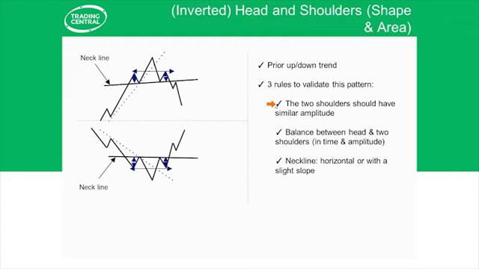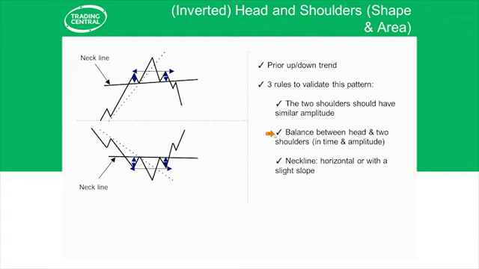So three rules to validate the pattern. The two shoulders should have similar amplitude. So you can see the left shoulder on this chart should have approximately the same height as the right shoulder. You cannot see a right shoulder just right there and the left shoulder right there. So you have to see similar amplitude between the two shoulders.